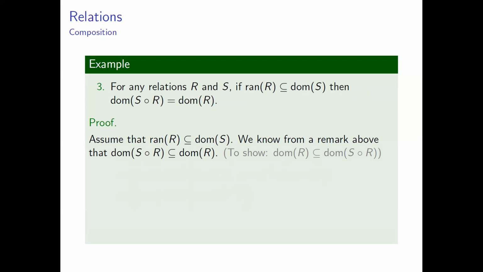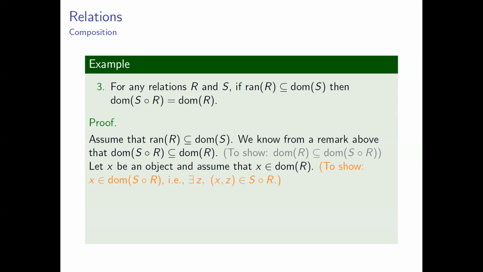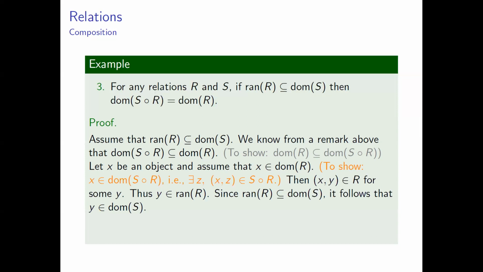the domain of SR. Let X be an object and assume that X is an element of the domain of R. We need to show that X is an element of the domain of SR. That is, for some object Z, the ordered pair XZ is an element of SR. By the definition of domain, there is an ordered pair XY in the relation R for some object Y. Thus, by the definition of range, Y is an element of the range of R. Since the range of R is a subset of the domain of S, it follows from the definition of subset that Y is an element of the domain of S.